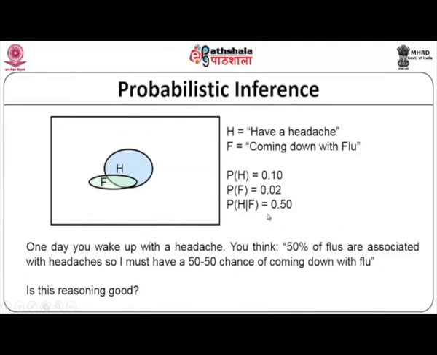Now we can see, for example, that one day we wake up with a headache. Based on this probabilistic data, we may assume that 50% of flus are associated with headache. Therefore, the chance for me to end up with a flu is 50-50. We can determine this from this conditional probability value. We have identified there is a 50% chance that a patient who comes with a flu might also have headache. So, with this conditional probability, I can come to the conclusion that if I have a headache, then there is a 50% chance for me to have a flu.